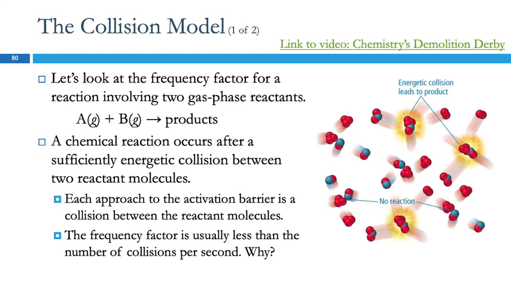And so a chemical reaction will occur if those two particles collide, they bump into each other, and there's enough energy there to get over the activation energy. So each approach to the activation barrier is a collision between the reactant molecules. The frequency factor, though, is usually less than the number of collisions per second, meaning not all of those collisions end in a reaction. Why is that?